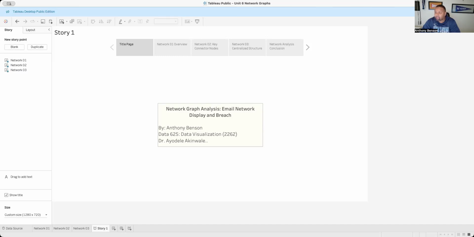In this project, I used Tableau to visualize three different email network data sets to analyze communication patterns, key connector nodes, and potential security vulnerabilities. The goal is to understand how information flows through each network, identify important nodes using betweenness centrality, and evaluate how each network will perform during malware infection or device failure.